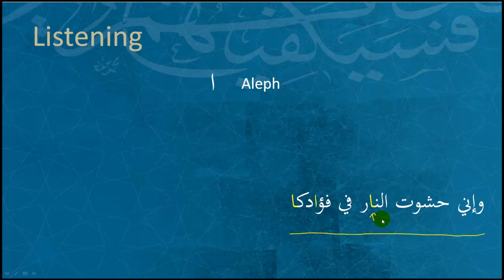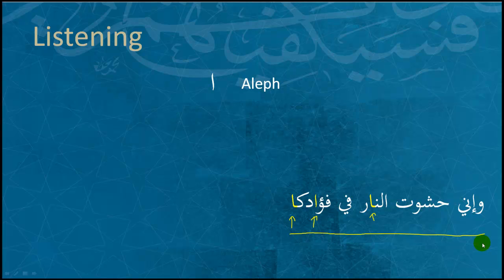Notice when I got here, I said nara. I didn't say nara, I said nara. Notice when I got here, I didn't say fu'adika, I said fu'adika. And notice when I got at the end, I didn't say dika, I said dika. Okay? Let me do it again, just a little bit faster.